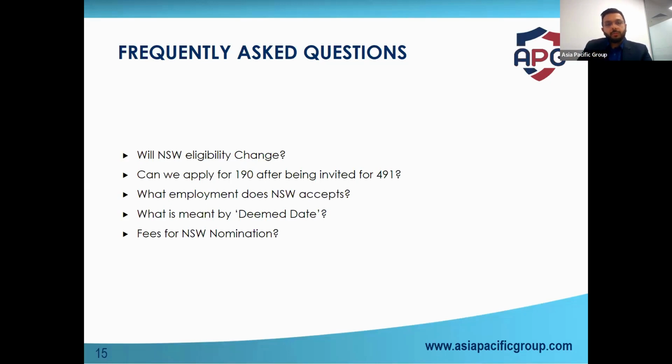Now, fees for NSW nomination. Fees for NSW nomination is basically twofold. If you're going with 190, it's only $300. If you're going with the 491, it can range, but it's mostly $800. Okay, so that's just one thing.